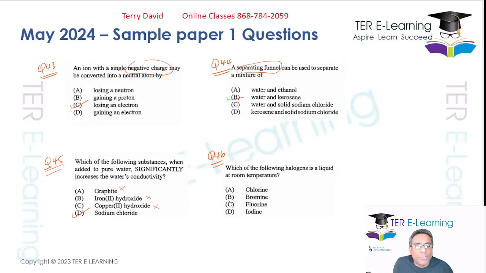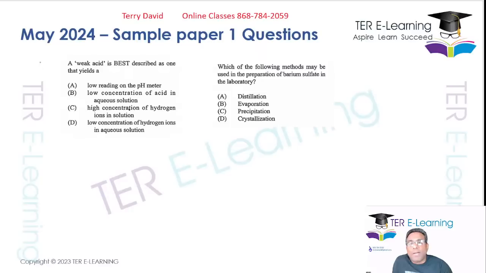Which one is a liquid? So we know bromine is the answer for this one here, right? So let's leave that out. Question 47 and question 48. Right? Question 47. A weak acid is best described as one that what? Question 47. A weak acid is one that what? Which of the following best describes what a weak acid is?